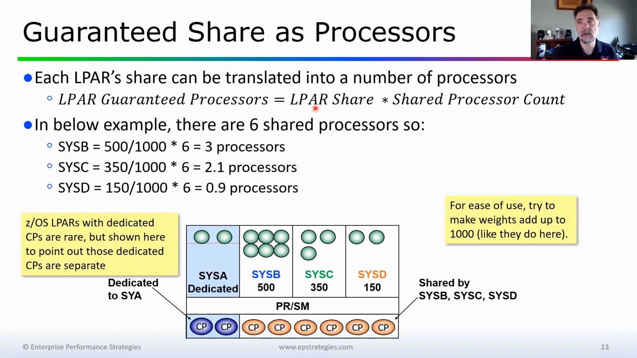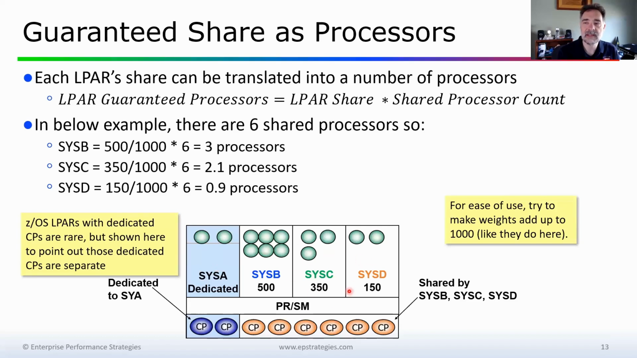Basically, this is just your LPAR share times the shared processor count. So we have an example down here. Now, in this example, we have the relatively rare situation of a z/OS LPAR with dedicated CPs. That's kind of unusual today. I'm not going to say we never see it, but it is kind of unusual. You will see dedicated processors with things like internal coupling facilities, z/VM LPARs for Linux and stuff like that, but z/OS LPARs, it's relatively rare. So the point here, though, is if you do have dedicated processors, those are set aside because they are, in fact, dedicated to the LPAR.